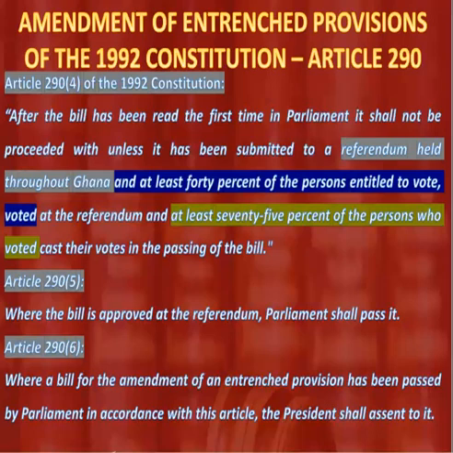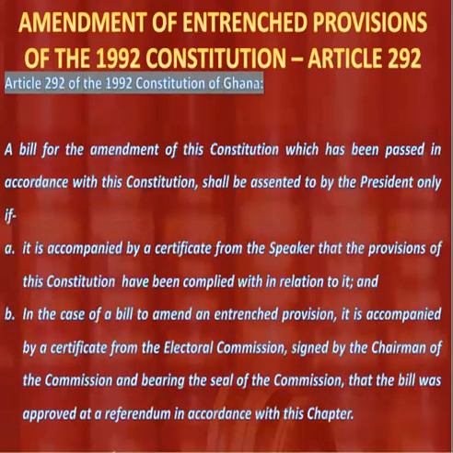And finally, look at Article 292 of the Constitution. It says, and I quote, in the case of a bill for the amendment of this Constitution which has been passed in accordance with this Constitution, it shall be assented to by the President only if, and then B, in the case of a bill to amend an entrenched provision, it is accompanied by a certificate from the Electoral Commission signed by the Chairman of the Electoral Commission and bearing the seal of the Commission that the bill was approved at a referendum in accordance with this chapter.